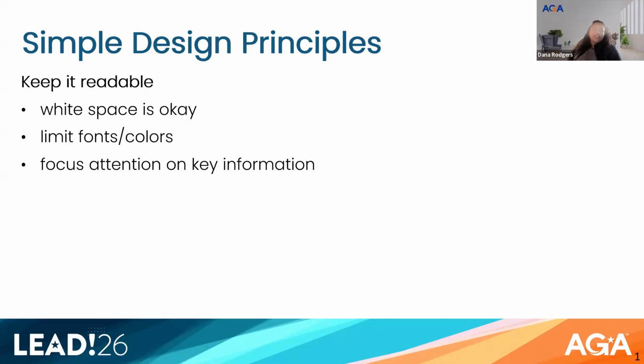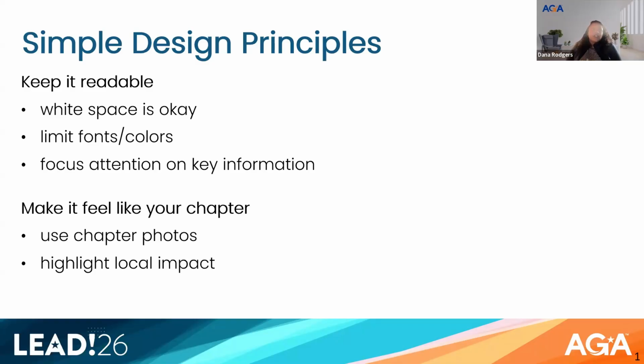And then, of course, focus your attention on key information, right? What is it that you really want the reader to gather when they're going over your pages? What is it you want them to take away? And also make sure it feels like your chapter, right? Use chapter photos. Most importantly, highlight local impact. As John said, this is really a tool that you can use if you're ever going out to local entities or partnerships or schools and looking for that. You can kind of hand this to them and say, here's all the really great impacts that our chapter has had in our community. And this is why we think that you should join us.